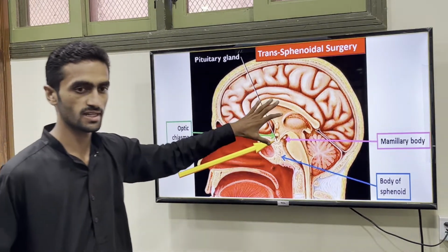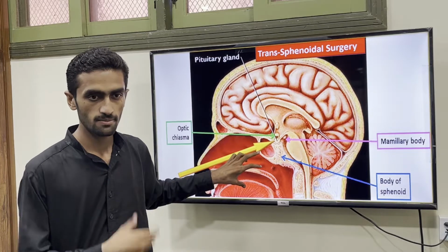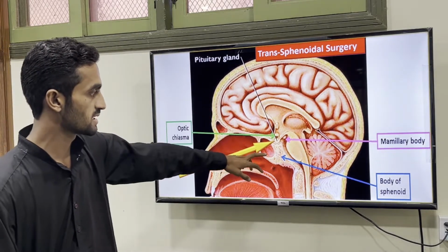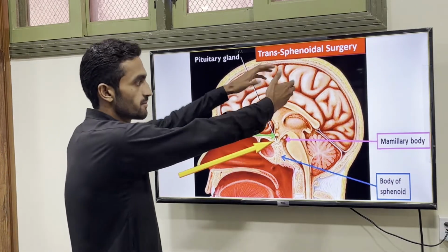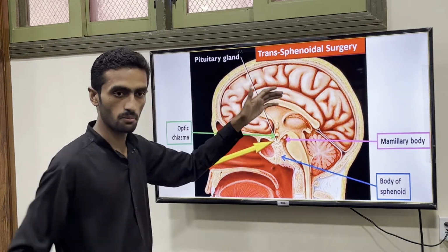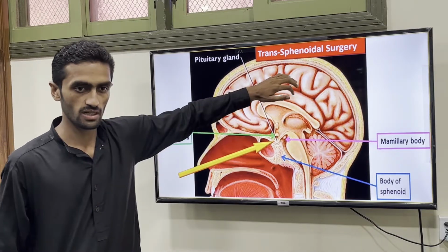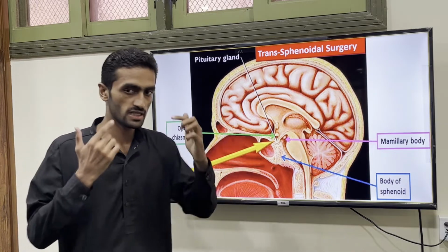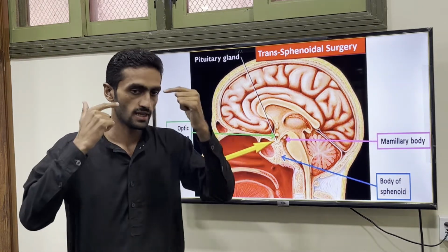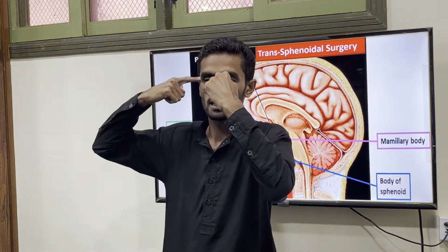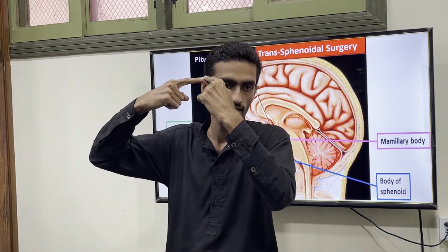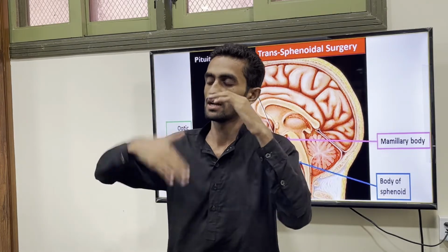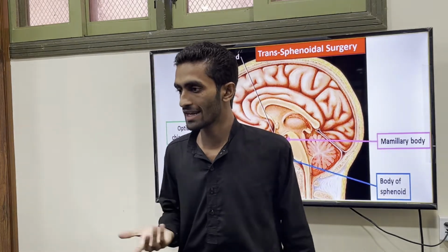Transsphenoidal surgery is the approach used to remove this pituitary tumor. It's an easier way, because this is the cerebrum, part of the brain, and instead of cutting or injuring this part, it's easier to go through. If you want to point out this position, it moves like this and this, where these two fingers meet, it is actually the position of your sphenoid sinus, where superiorly your pituitary gland is present.